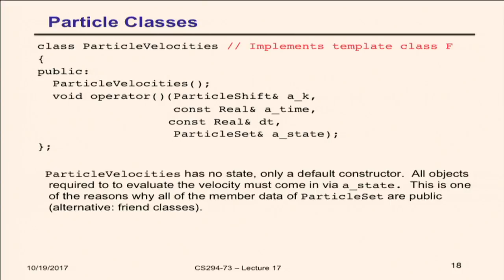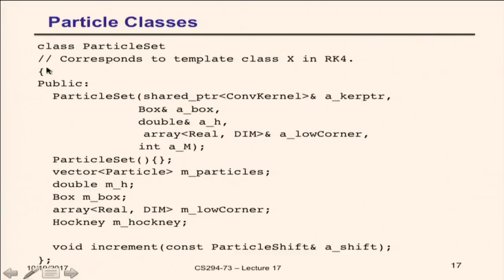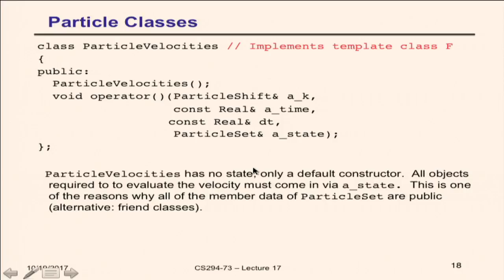This is one of the reasons that we just went ahead and made all the member data of particle set public. So if you go back here, everything's public, including all the member data. We didn't make it private or protected. The reason we did this is that the alternative would have been to make particle velocities a friend class of particle set, and friend classes are kind of clunky. So things are not as private as you think. Why overwork it?